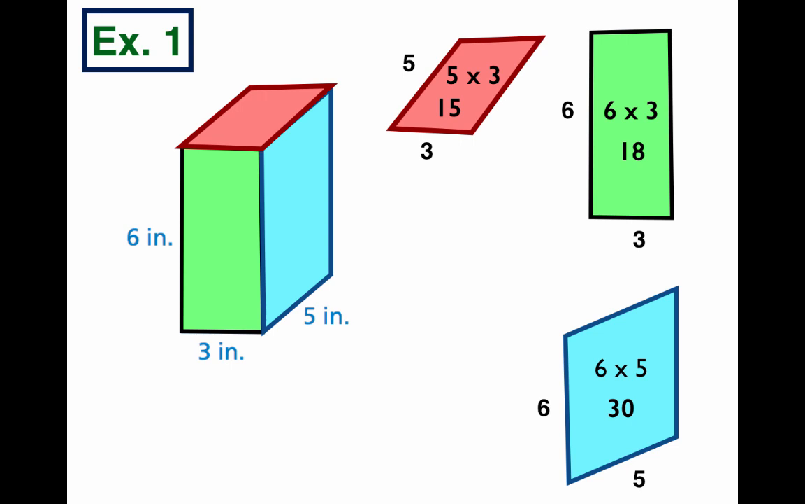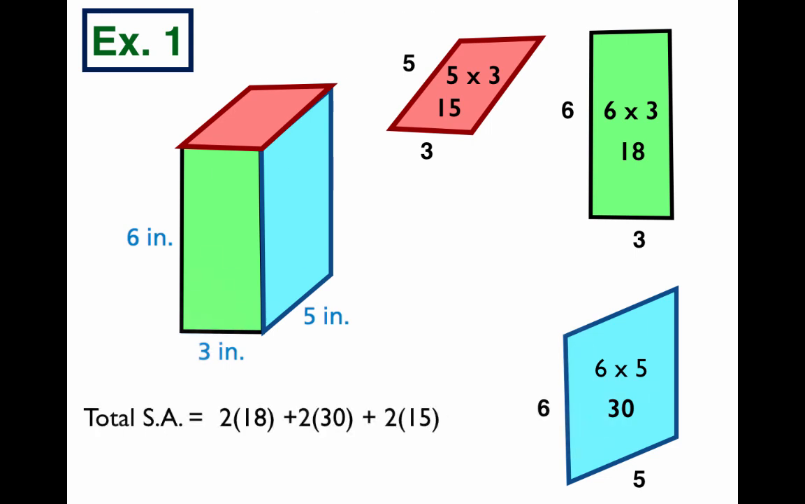Now here's the interesting part about this object. For every picture we just drew, for every face, for every rectangle, there are 2 of them. There is a top and a bottom. There is a left and a right. There is a front and a back. So you have to keep that in mind. So when we talk surface area, the total surface area, which I'm going to call total SA, is going to be 2 of each of those.